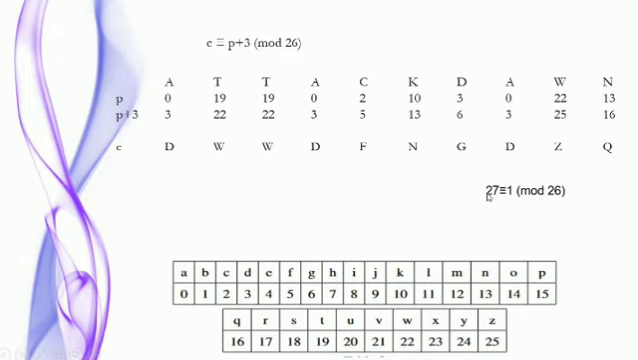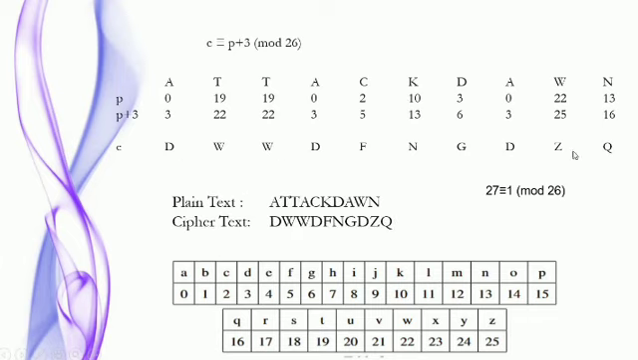So actually this is an example. Suppose we get 27 here, for P plus 3. If we take modulo 26, we will get the remainder 1, then we can write 1 here. If it is 30, taking modulo you will get 4, and then you write the corresponding alphabetic letter. But since there is no number greater than or equal to 26 here, we just write the corresponding alphabetic letter, okay? So the ciphertext is D, W, W, D, F, N, G, D, Z, Q.